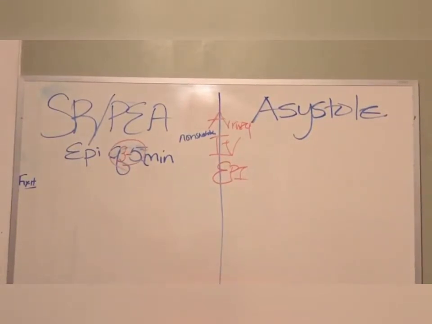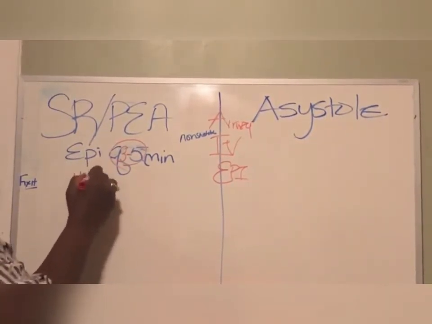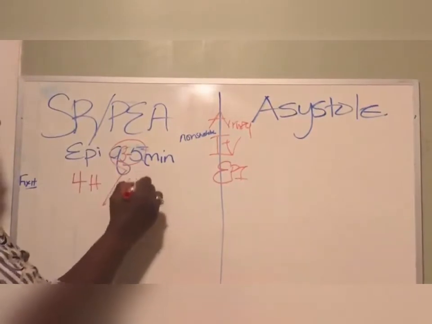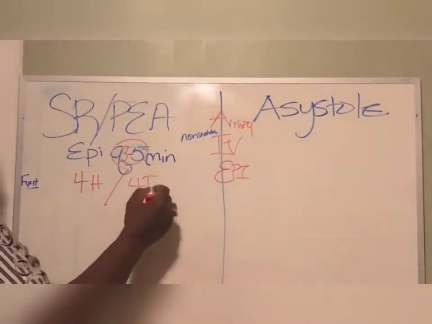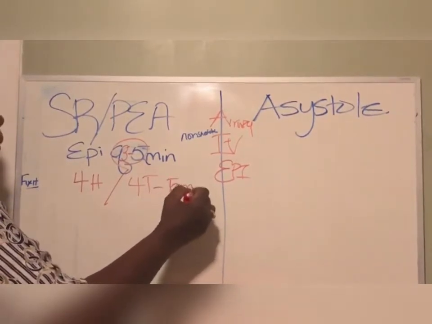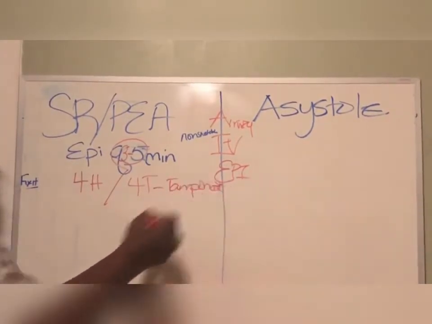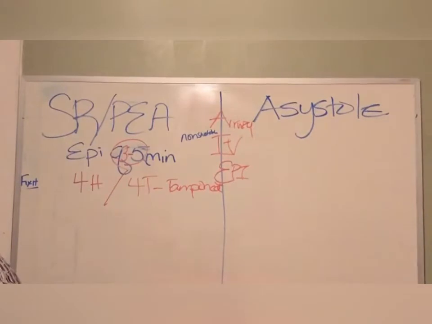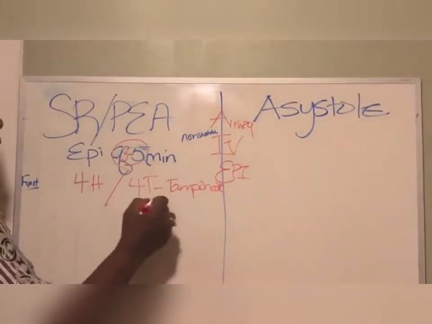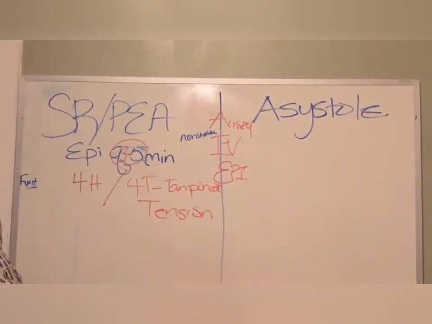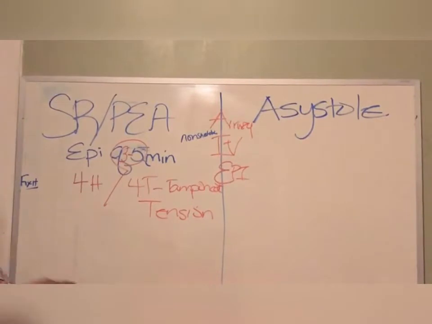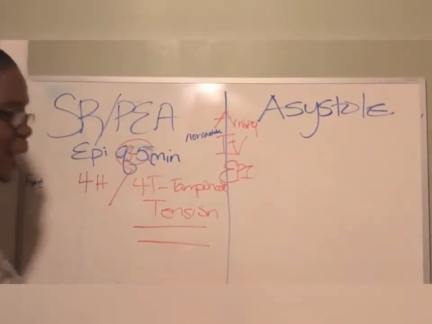You want to consider the causes. That's right. There are four H's and four T's. We're going to talk about the H's in the next segment. T, cardiac tamponade. What's the next one? That's right, pneumothorax. So tension pneumothorax. What's the other two? Good. I'm going to let you figure that out in the next segment.